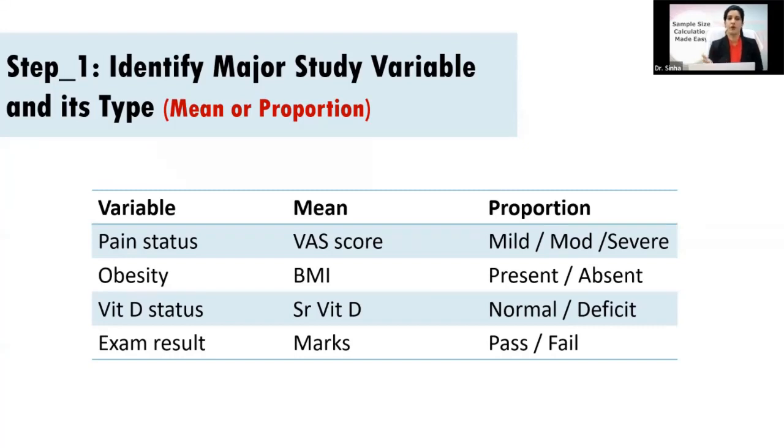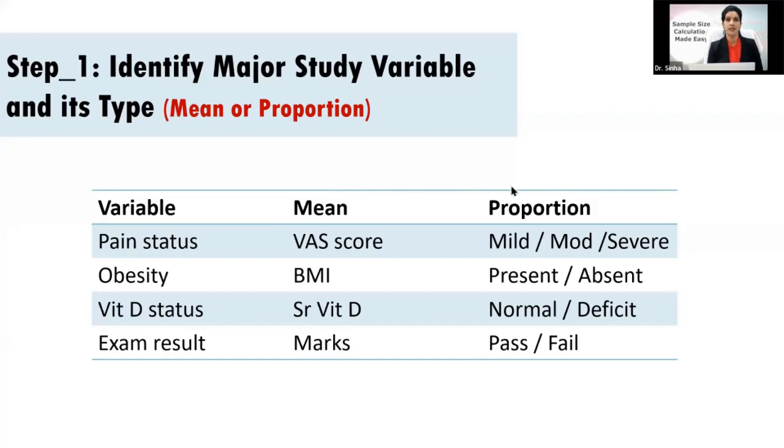If the mean of all these is used, then it will be a continuous variable. But if you want a categorical nature of these variables, you can divide the VAS score into mild, moderate, and severe, or divide obesity into present or absent, or overweight and obese, depending on the criteria you take. The serum vitamin D level you can classify as normal and deficient. Exam result you can classify as pass or fail. So in all these examples, you are converting a continuous variable into a categorical variable.